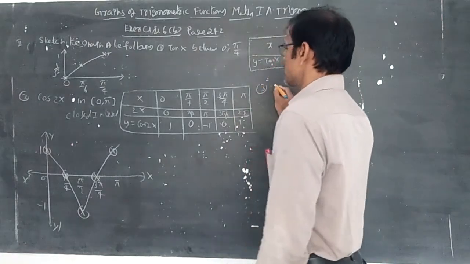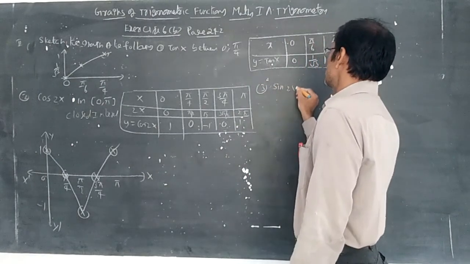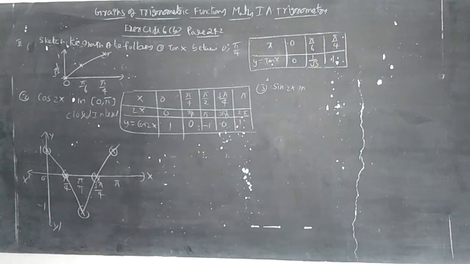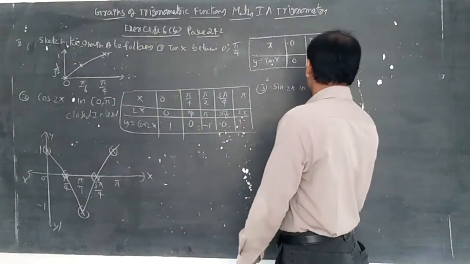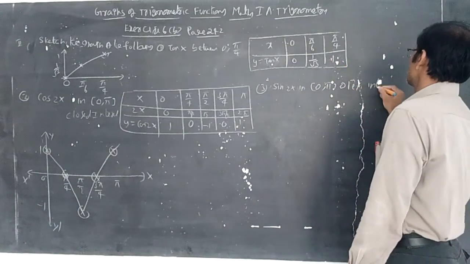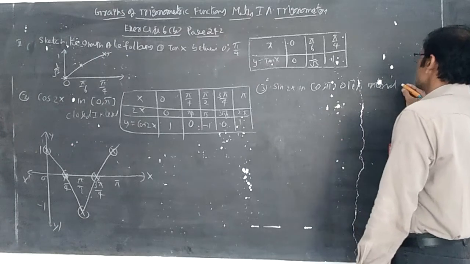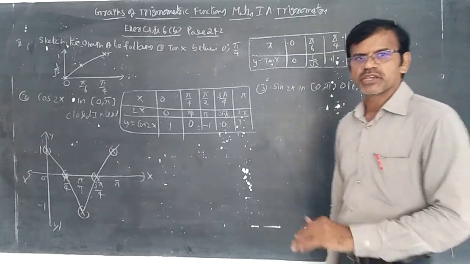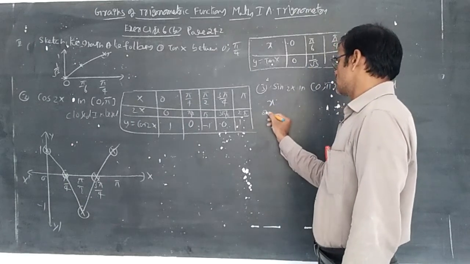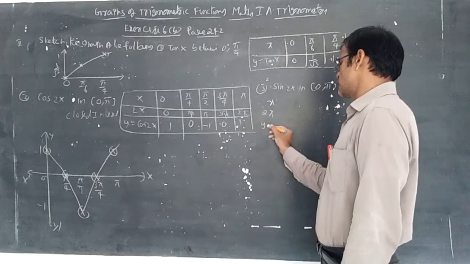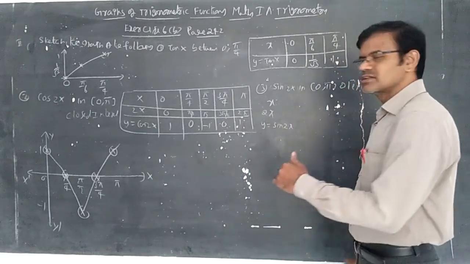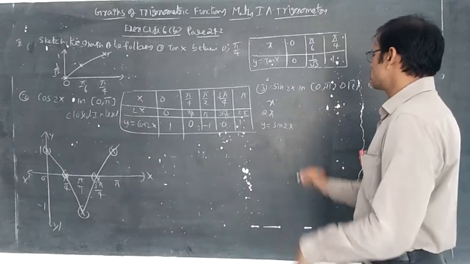Now, the third question, sin 2x is given in an open interval, not a closed interval. Sin 2x in interval 0, pi open interval. Open interval means there is no 0 and there is no pi; you should not consider 0 and pi. So draw the table x, 2x and y is equal to sin 2x. Get the values from the known values. 0 you should not consider.